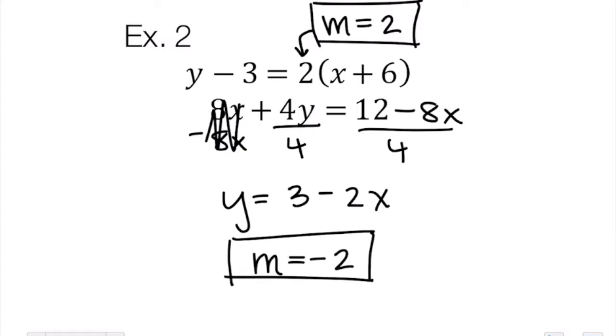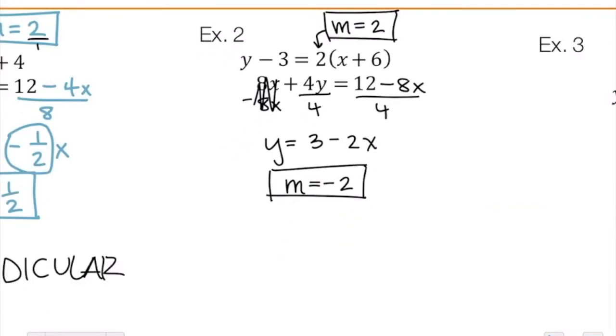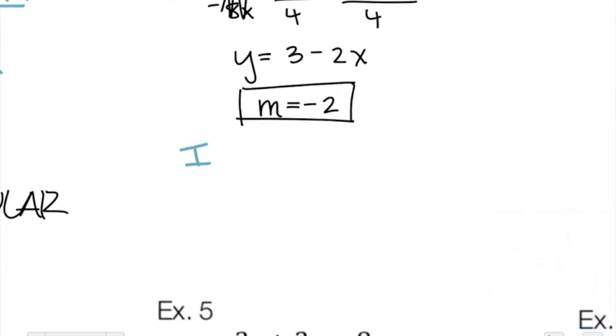Some of you might initially go, oh, they're perpendicular because one's positive and one's negative, but they aren't reciprocals of each other. So all we know about these two lines is that their slopes are different, so therefore they are only intersecting, but they're not perpendicular.